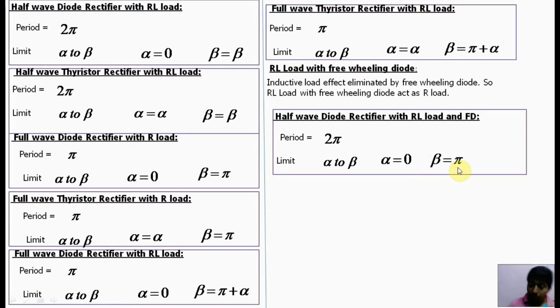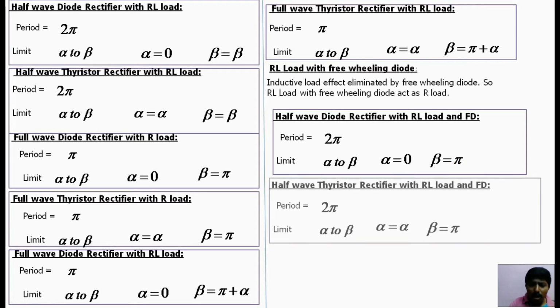Next, half wave thyristor rectifier with RL load and freewheeling diode. Half wave means period is equal to 2 pi. Thyristor means alpha is equal to alpha, the firing angle. RL load means beta is equal to beta, but here additionally a freewheeling diode is used. The freewheeling diode eliminates the inductive load effect, so it will be equal to R load. R load means beta is equal to pi, so beta is equal to pi.